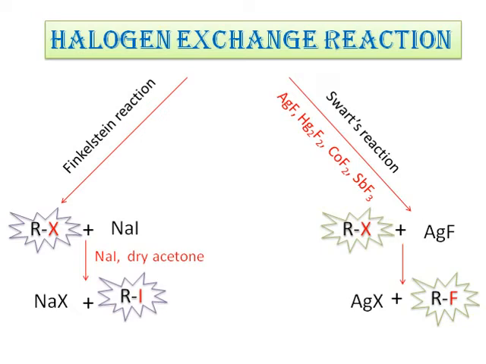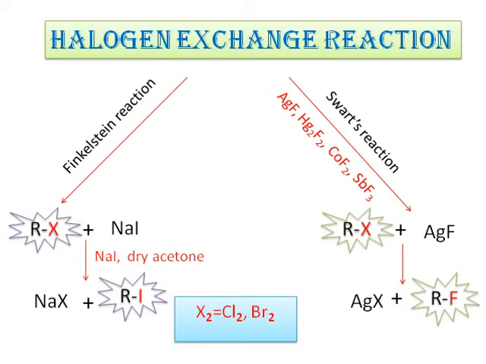Now you see the reactant, this alkyl halide in Finkelstein and Schwarz reaction, I have put the halogen in red. So this halogen may be chlorine or bromine. That means we can conclude that in halogen exchange reaction, alkyl chloride or alkyl bromide can be converted into alkyl iodide or alkyl fluoride. This is called halogen exchange reaction.